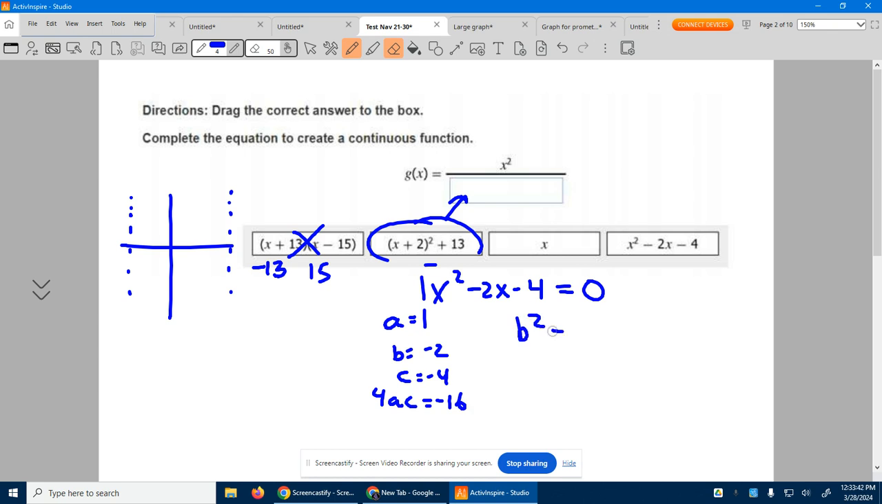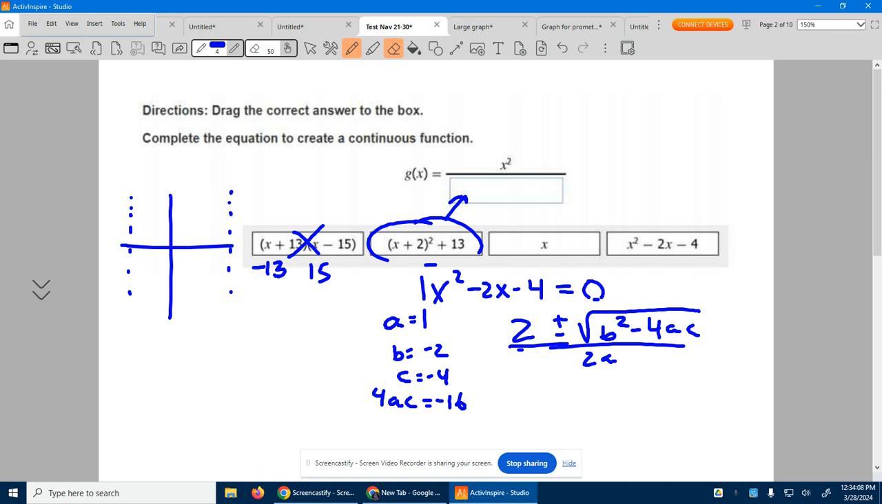So remember the quadratic formula: opposite of b plus or minus the square root of b squared minus 4ac, all over 2a. Here we are. Opposite of b, opposite of negative 2, is 2. Again, we don't care about that. Where I was really going is this discriminant piece, because that's all we care about.